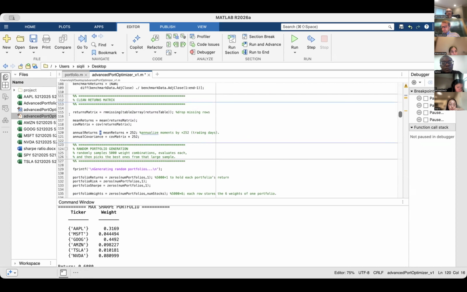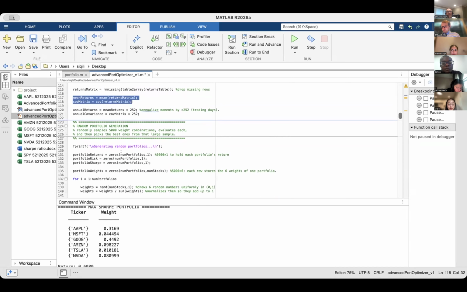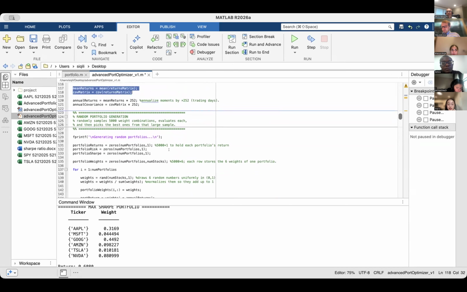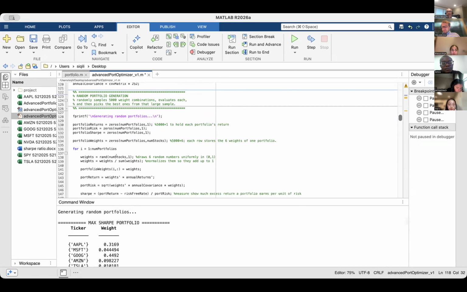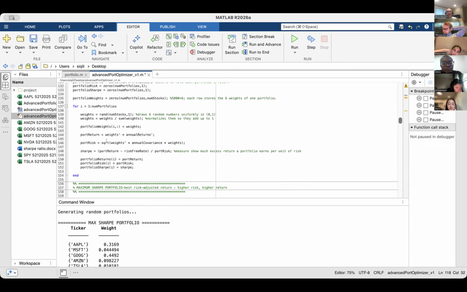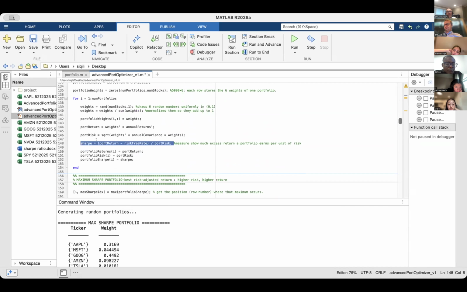And here comes the calculation of the mean and the covariance of the returns. These two variables will also be used in calculating the Sharpe ratio. Okay, I think I should first give the definition of Sharpe ratio. Here is the formula of Sharpe ratio, which uses the portfolio returns minus the risk-free rate and then divides it by the portfolio risk.